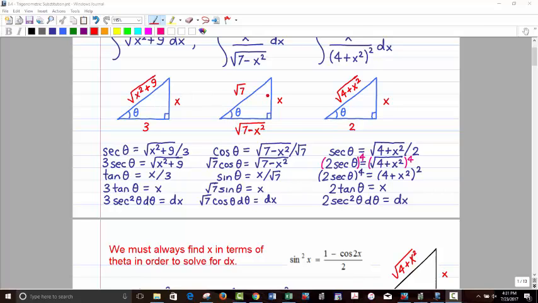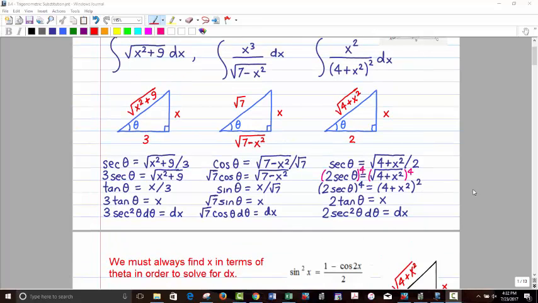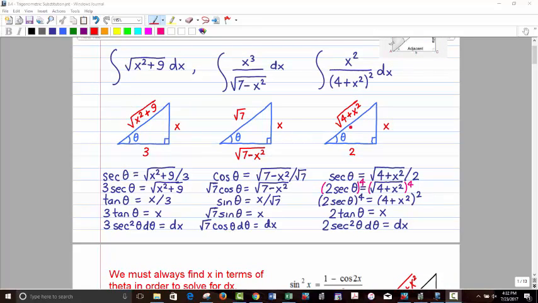Now I want to represent x with the number. So sine of theta will equal x over the square root of 7. Bring the square root of 7 over. So we have x equals square root of 7 sine theta. Take the derivative of that. So it's square root of 7 cos theta d theta. Let's come over to this next one. I want to represent the radical with 2. So secant theta equals square root of 4 plus x squared over 2. So 2 secant theta equals that radical.